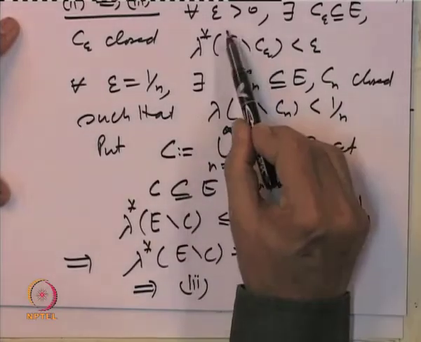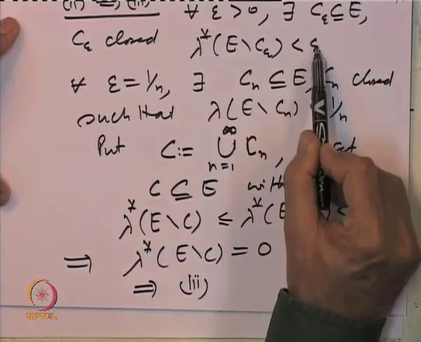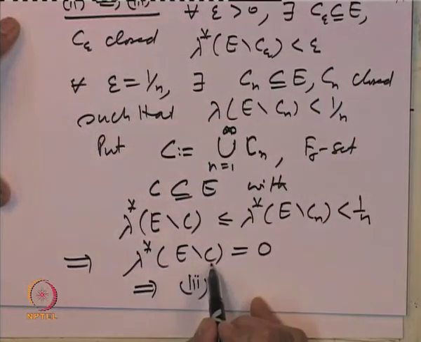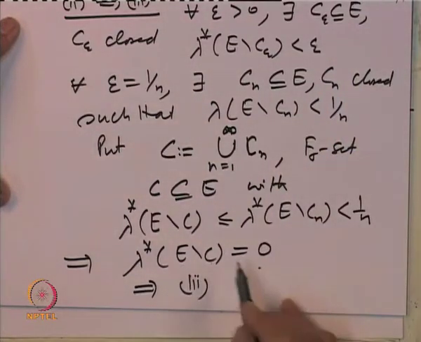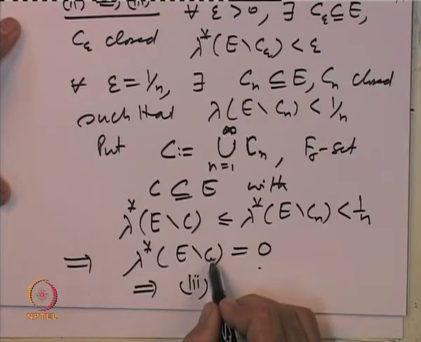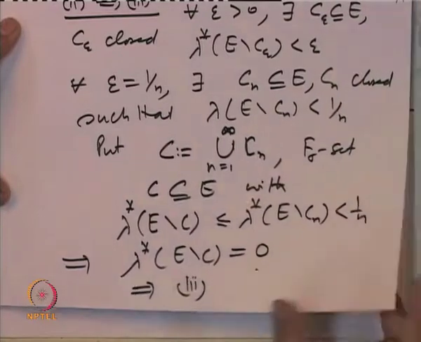So, given that for every epsilon there is a closed set inside E, we have shown there is an F sigma set inside E with the difference having measure 0.